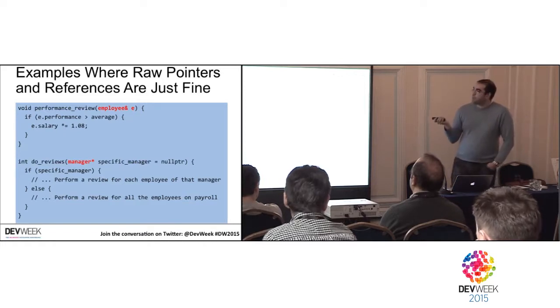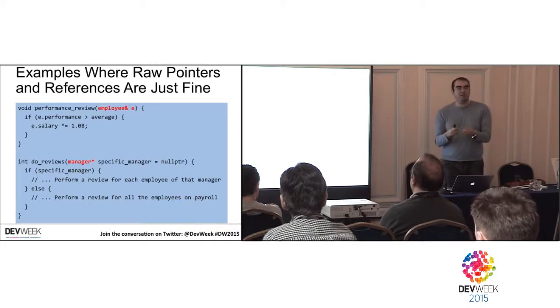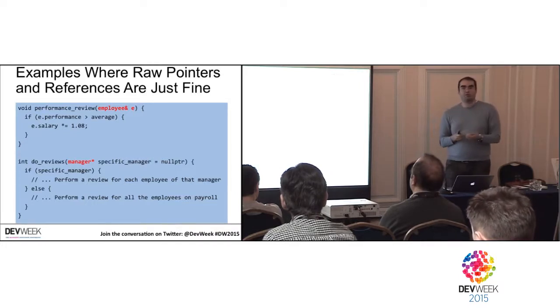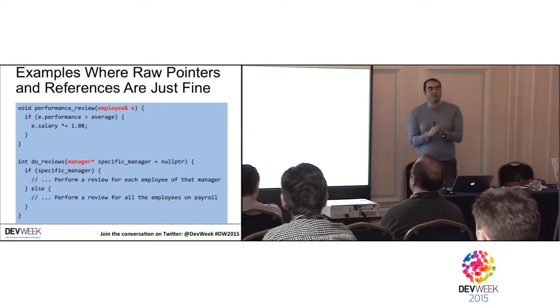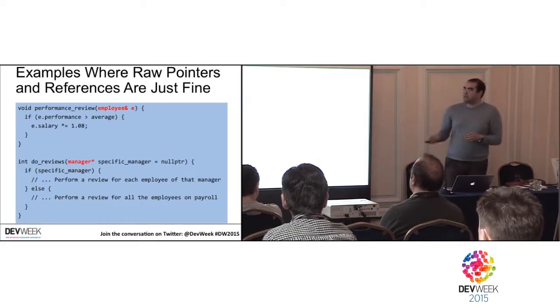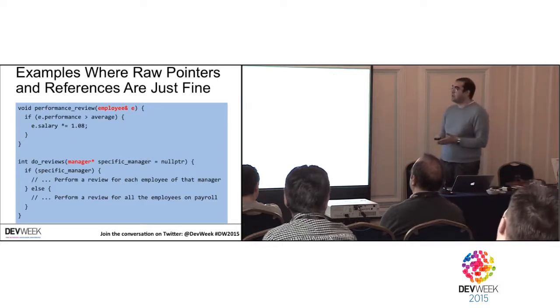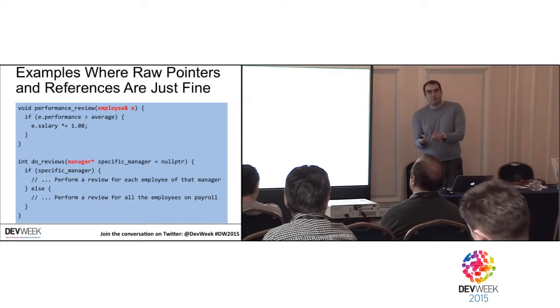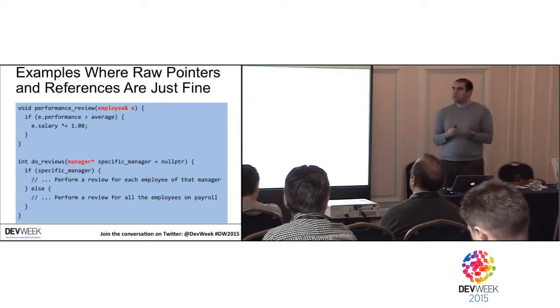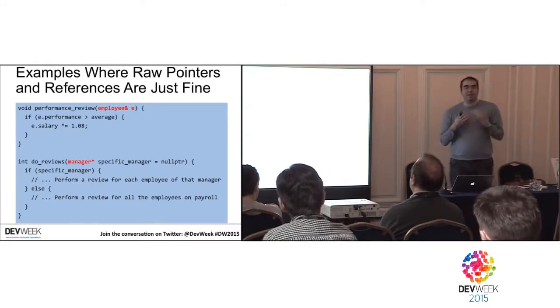The performance review function, hopefully, isn't responsible for destroying the employee object. It doesn't have control over its lifetime. It takes a reference to an existing employee, does some checks, mutates the object, and returns. It doesn't save the reference anywhere. It doesn't make a copy. It doesn't share ownership over that employee. It takes an object, looks at the object, and returns. And so if you were to pass a pointer here, or a smart pointer here, you wouldn't gain anything.